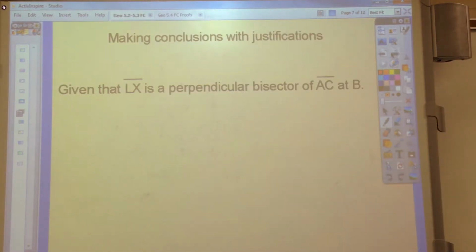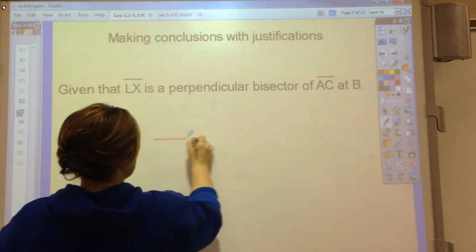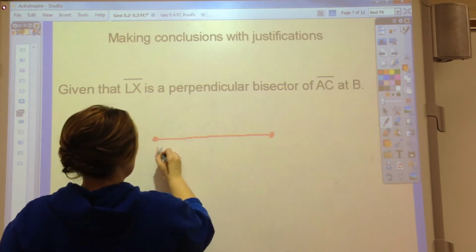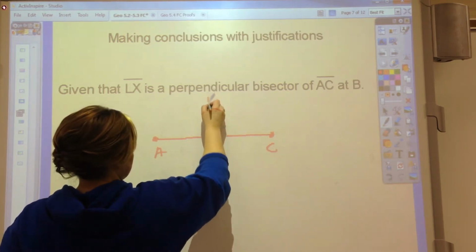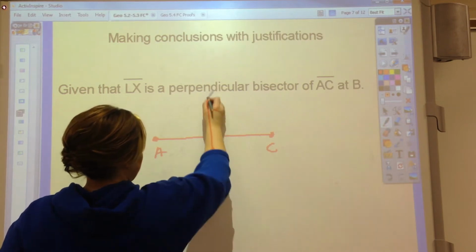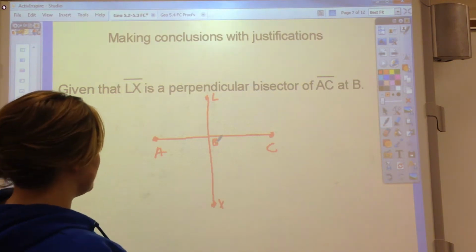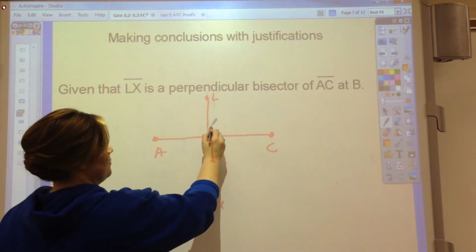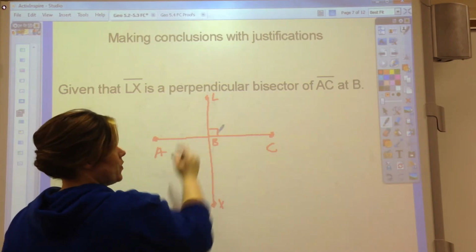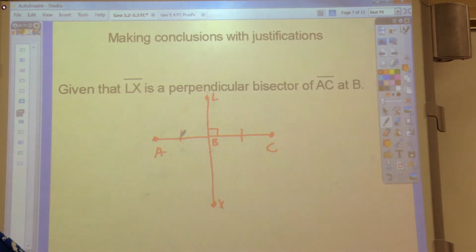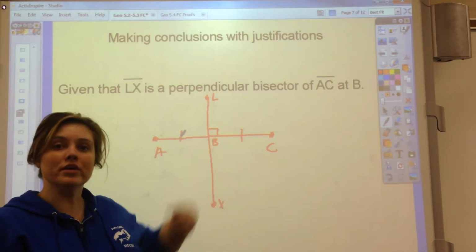So if we're making conclusions with justifications, if I'm given that LX is a perpendicular bisector of AC at point B, let's see what I know. If this is my line segment AC, and I have the line segment LX at point B, and it's the perpendicular bisector of AC, I would know that this is a right angle and this is a right angle, and I would know that these two side lengths are congruent. Agreed? So a lot of times it's helpful to draw a picture of what you're given.